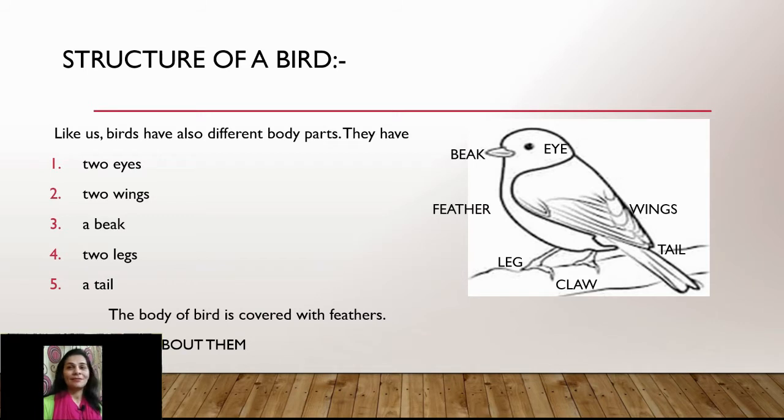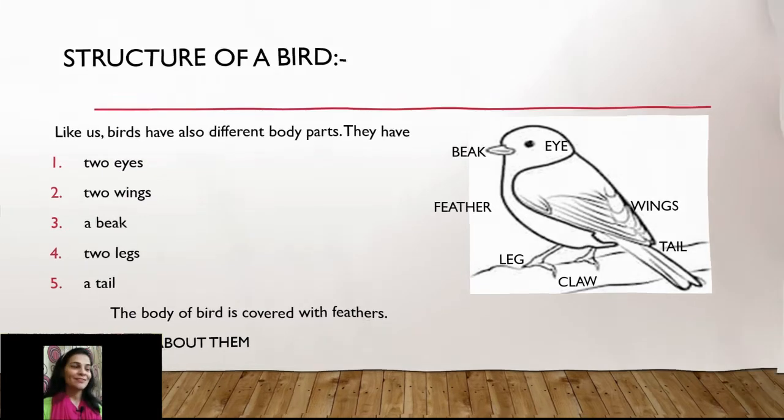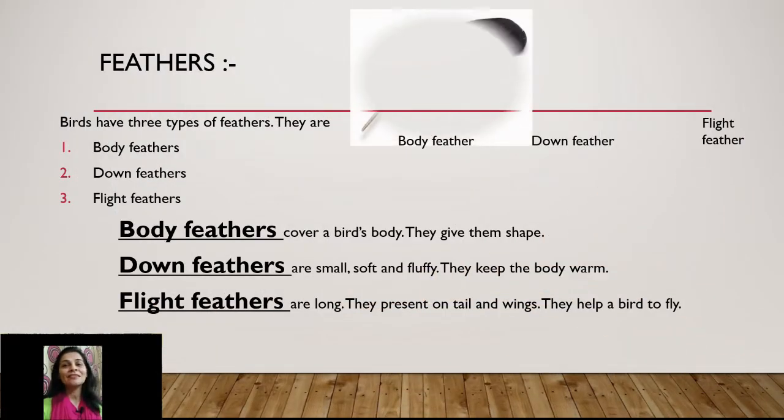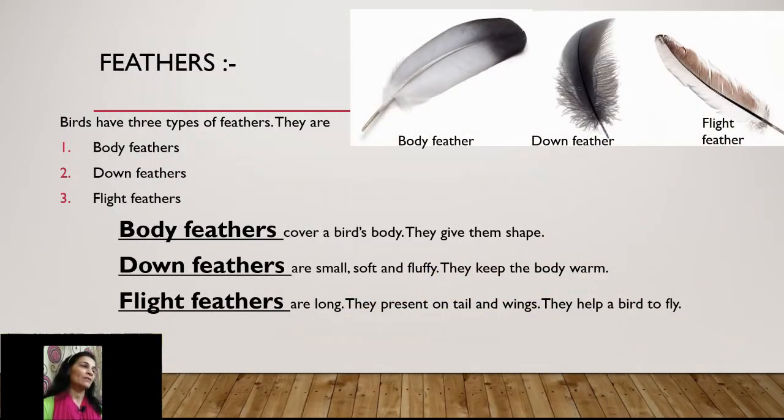Structure of a bird. Like us, we are having different body parts. Okay, same as like that, birds are also having different body parts. They have 2 eyes, 2 wings, a beak, 2 legs and a tail. Okay, these are the body parts of a bird. As you can see in the picture, all are labeled. The body of bird is covered with feathers. Now let us study about them one by one.